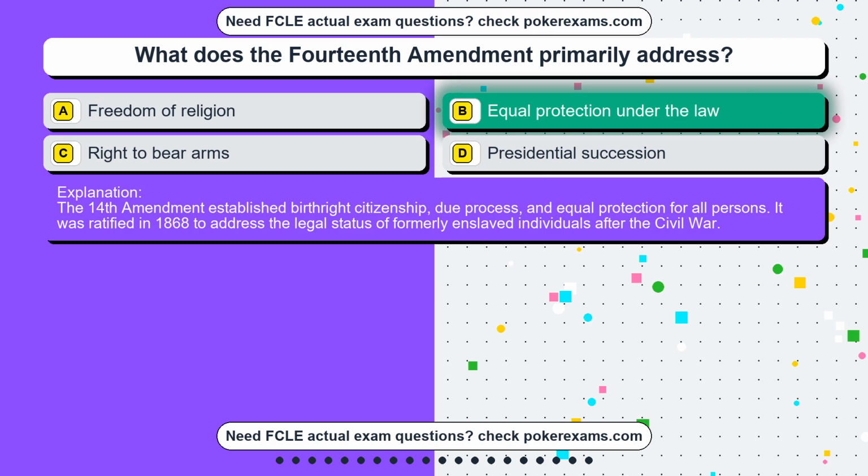The 14th Amendment established birthright citizenship, due process, and equal protection for all persons. It was ratified in 1868 to address the legal status of formerly enslaved individuals after the Civil War.